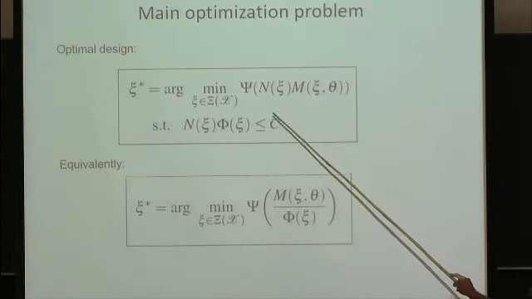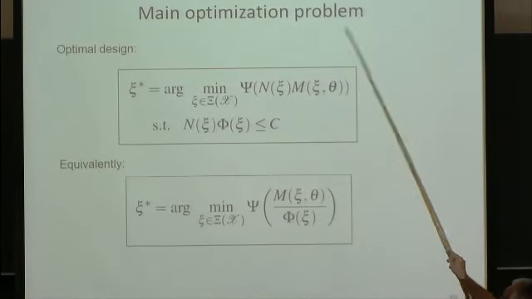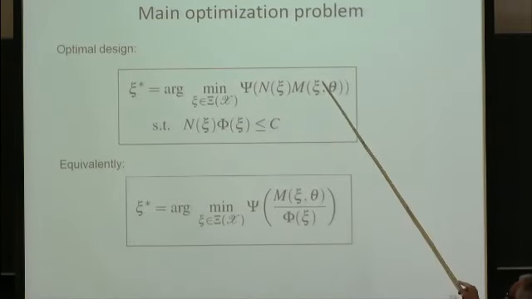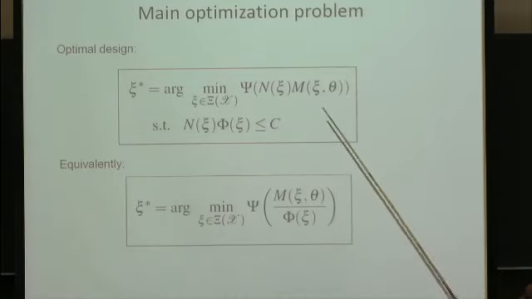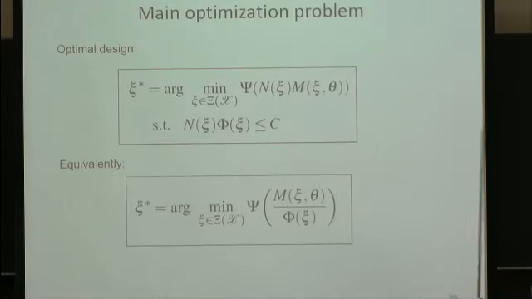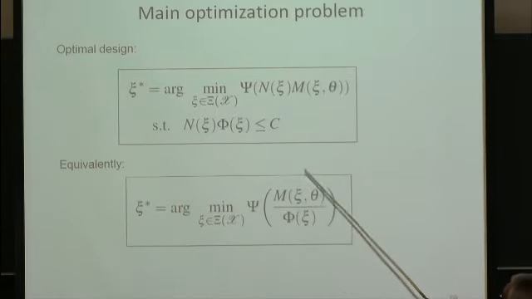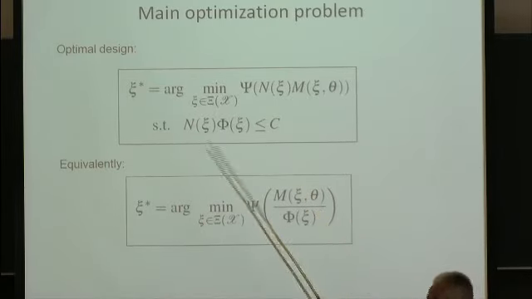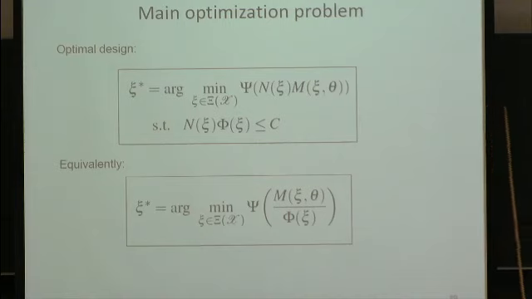So what is a real, standard optimization problem in experimental design? You have information which you gain. It's described by this function, some functional of the information matrix. And you have constraints that your penalty should be less than capital C. So that is the basic information problem.